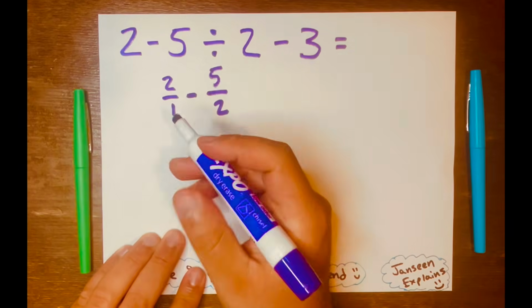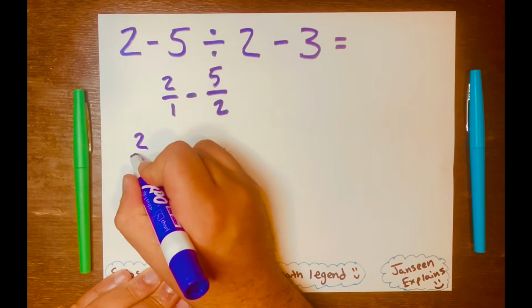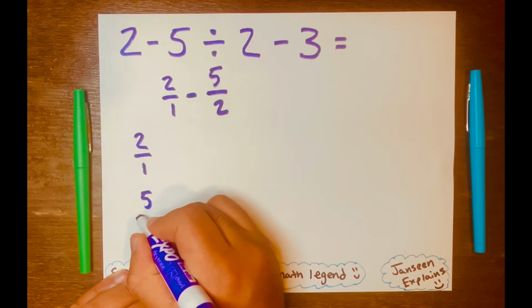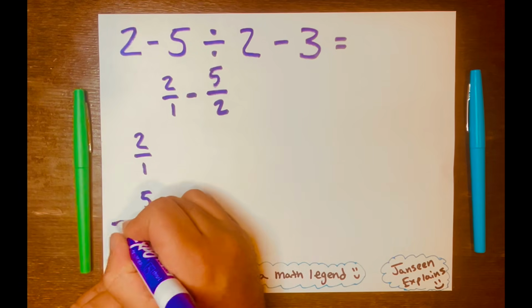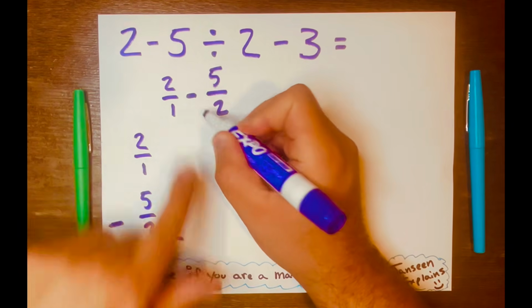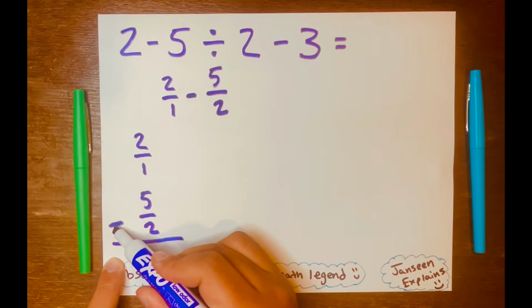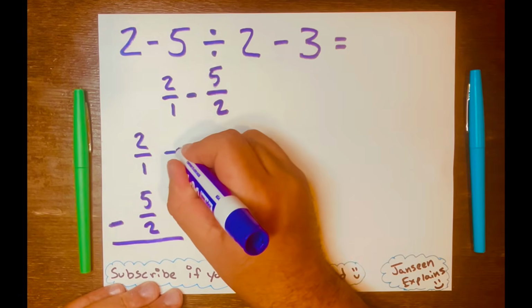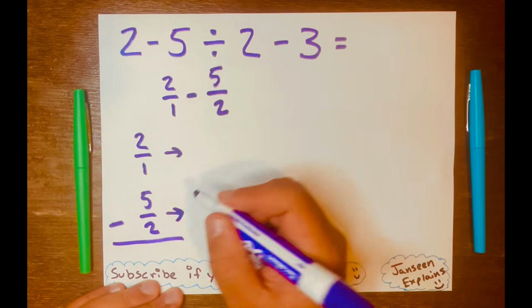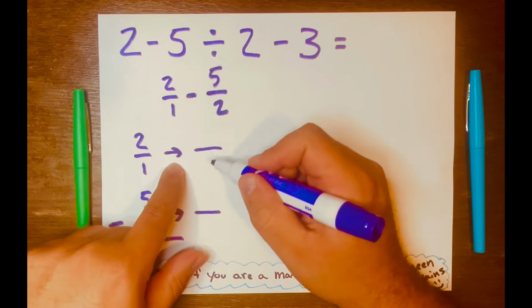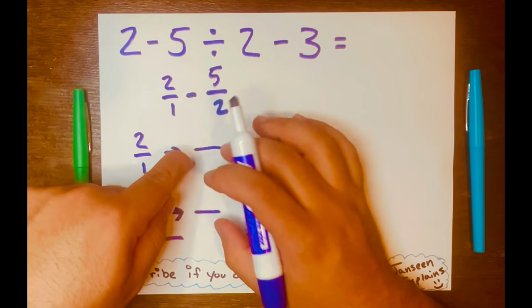So let me write this in vertical form. 2 over 1, and then 5 over 2 minus. That is not a negative symbol, it's a minus. So 2 over 1 minus 5 over 2. And we need to make equivalent fractions. There. And these are the fraction bars for the equivalent fractions.